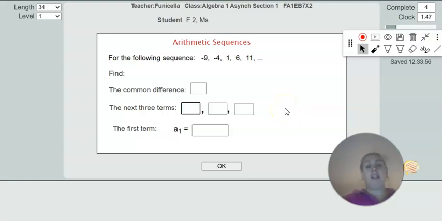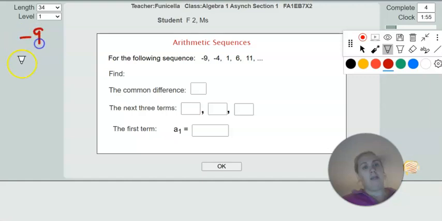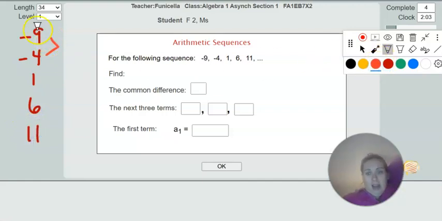For this next sequence, we have -9, -4, 1, 6, and 11. Sometimes it can help to write the numbers vertically. You don't have to, but it can help you see what's happening. We're starting with a -9 and ending with an 11, so they're definitely getting bigger. So we're adding a positive number.